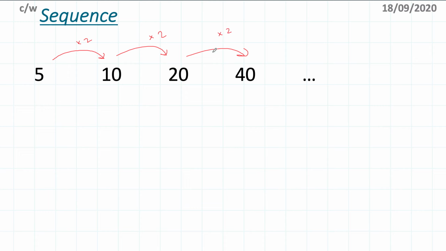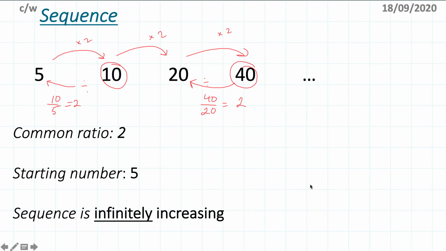This can be easily spotted, but in case you can't spot it, you can always take one term and then divide it by the previous term. So I can take 10 divided by 5, that will give me 2. I could do the same thing here, 40 divided by 20, and that will give me 2, which is why we call it the common ratio. So the common ratio is R. We don't call it the common difference. So the common ratio is 2.